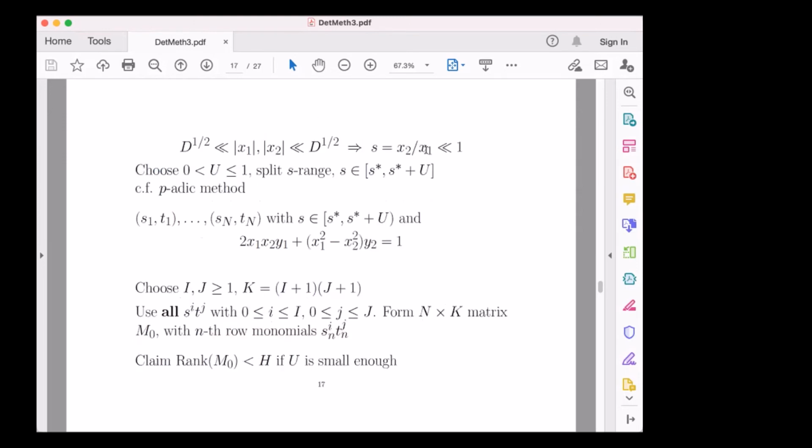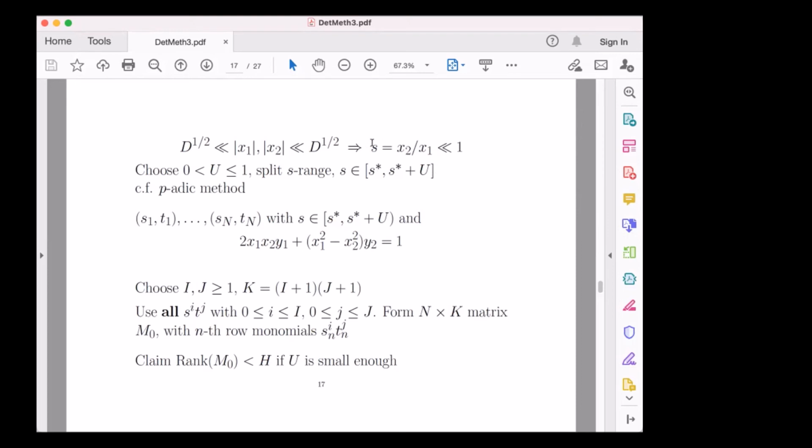Okay, so S was x2 over x1, and because of my choice for the range of x1 and x2, that means that S is of order 1. And what we're going to do is to split the S range up into short intervals of length capital U, where capital U is less than or equal to 1. So from S star to S star plus U.